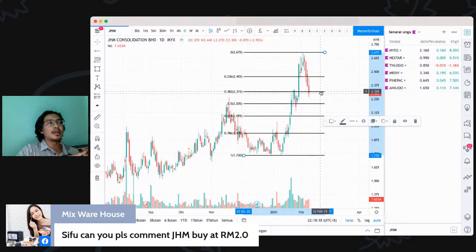But again, I'm not supposed to give you a buy and sell suggestion. I don't want to give a buy and sell signal here. But if I entered at 2 ringgit and did a swing trade, that is what I would do. So you can use Fibonacci as support and resistance, so that you can make the decision yourself. You can calculate how much it would be if you take profit on half. Okay, so that's my comment on JHM.